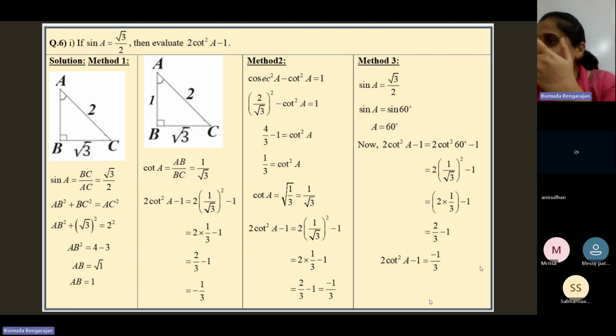So how to choose? We have 3 identities. So how do you choose? We have to find cot, and we have the value of sine. Using sine, we can also find cosecant. So cosecant, cot. So that's why we use cosecant square A minus cot square A is 1.